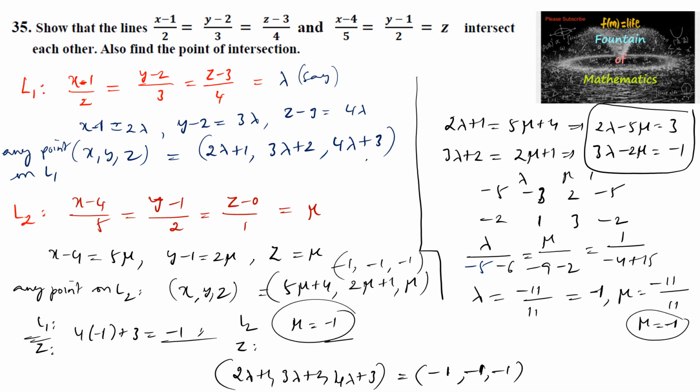The point of intersection is considered as minus 1 comma minus 1 comma minus 1. So we can say that these two lines are intersecting each other and the point of intersection is minus 1 comma minus 1 comma minus 1.